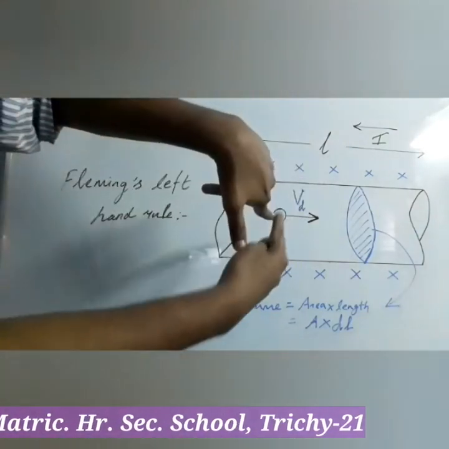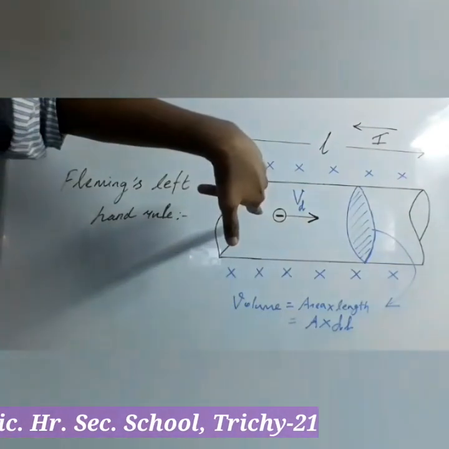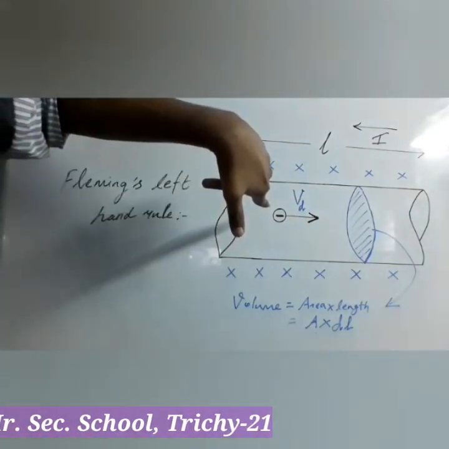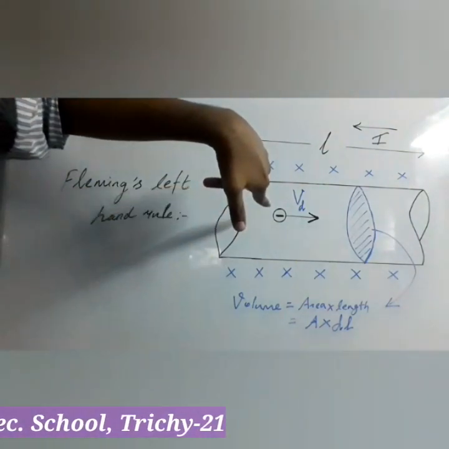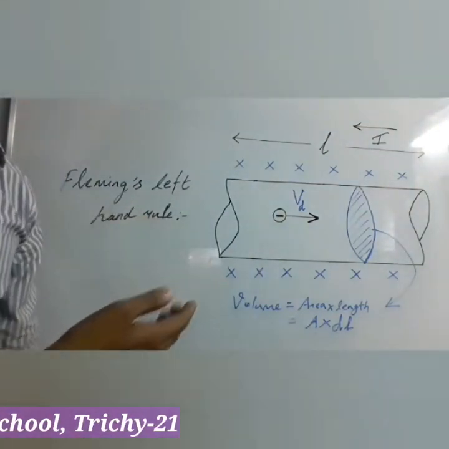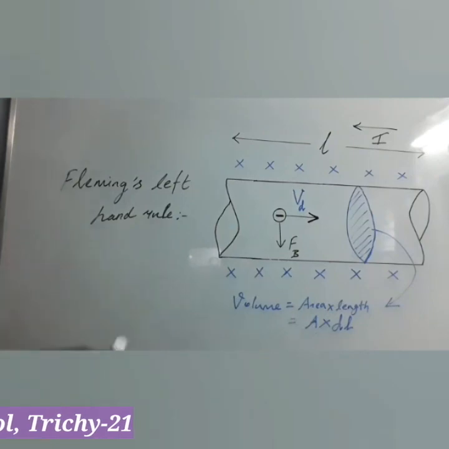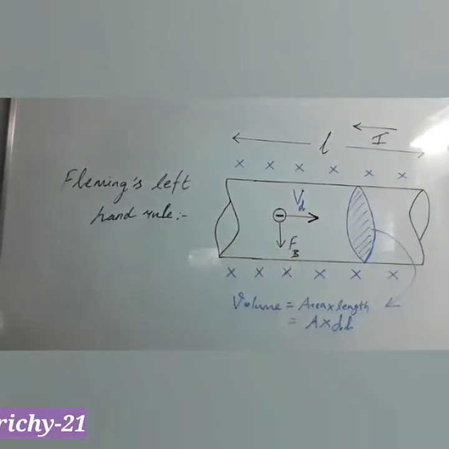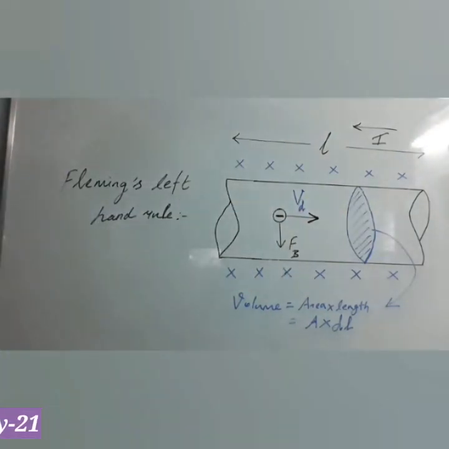Here the forefinger shows the direction of the magnetic field. That is inwards. So what is the thumb? The thumb points downwards. So that is the direction of the force. So here that electron is going to experience the downward force. Since the magnetic force experienced by the electron is downwards, the current carrying conductor is also going to experience the force in the same direction.